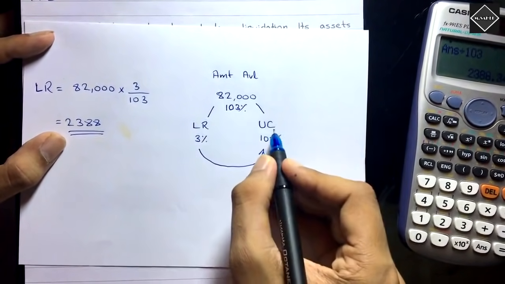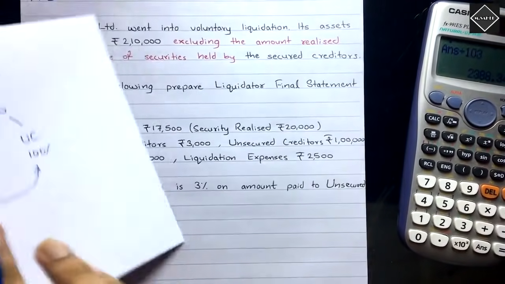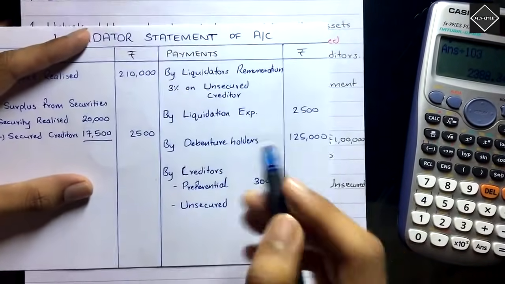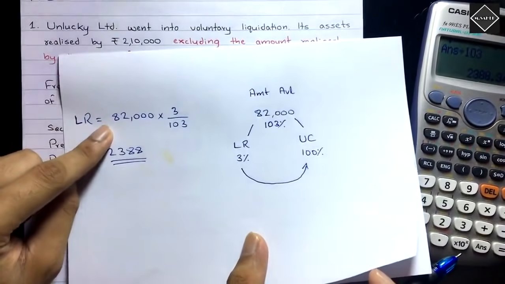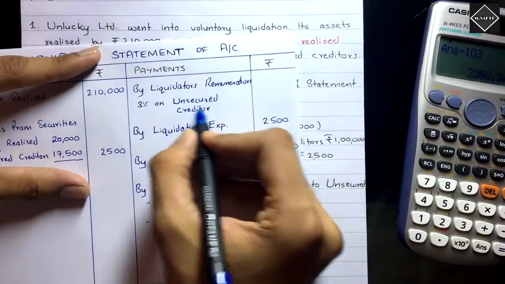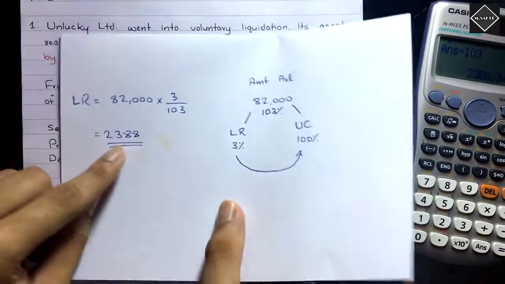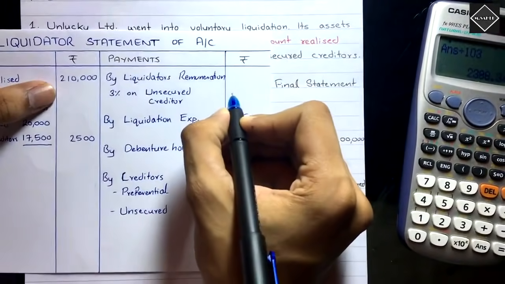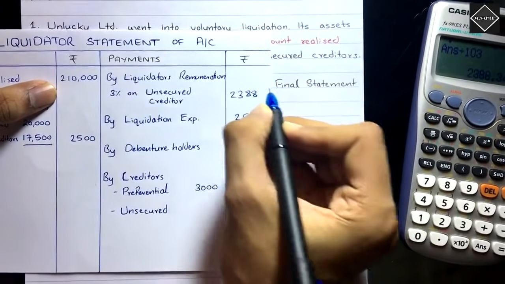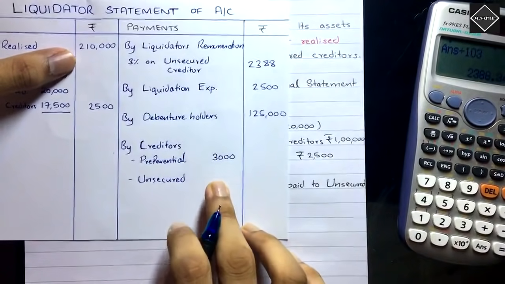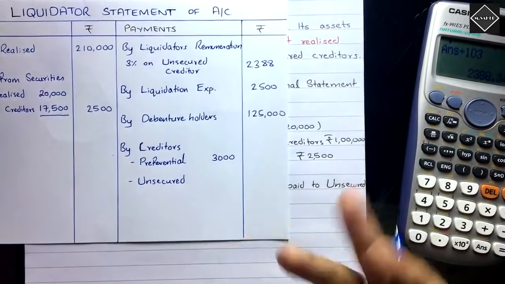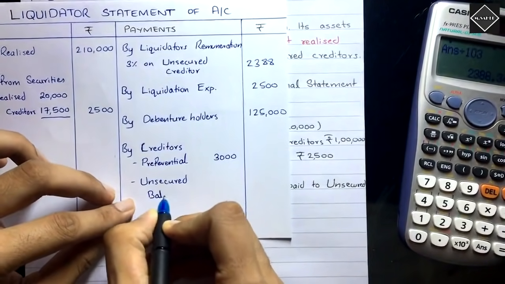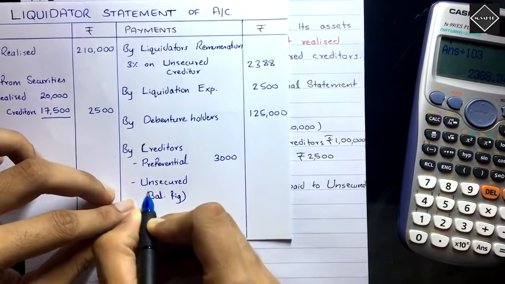So now to find out UC, how much are we going to pay to UC? That is also something we have to find, right? By this formula we calculated the LR, and that is 2388. Let me write that down, 2388. So now what will be paid to the unsecured creditor? The balancing figure. Okay, keep that in mind, balancing figure.